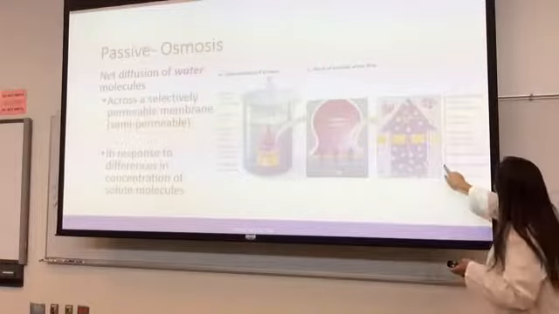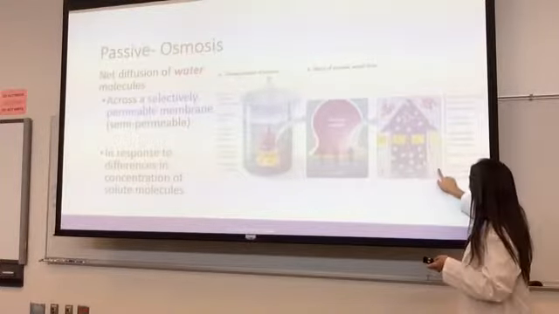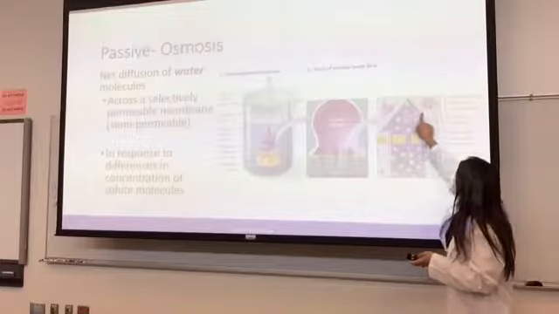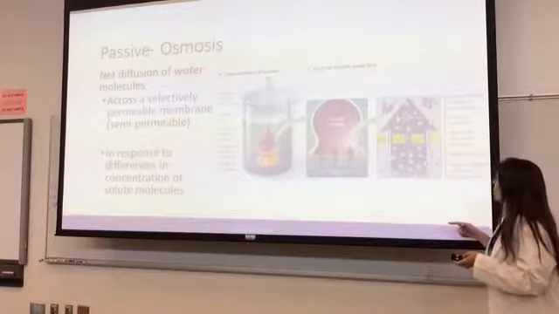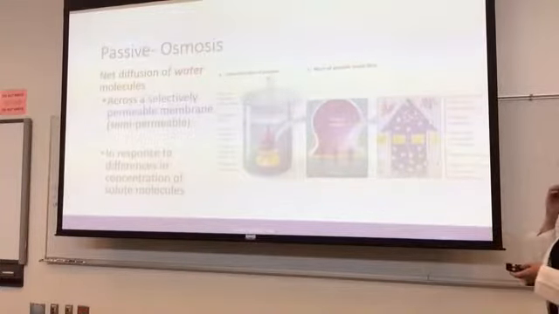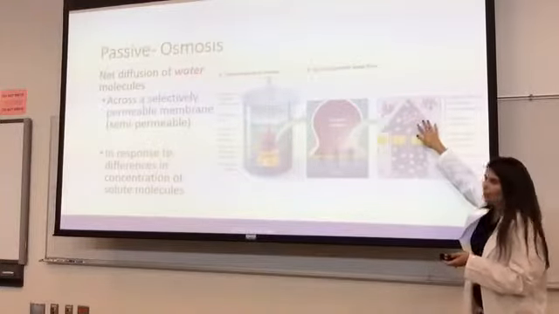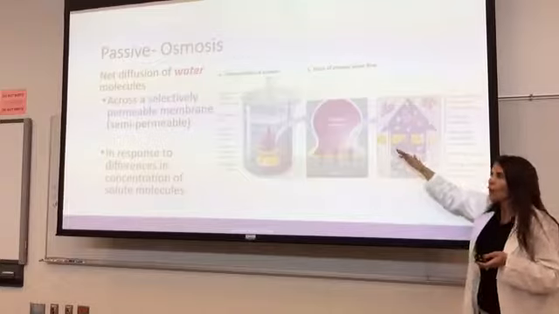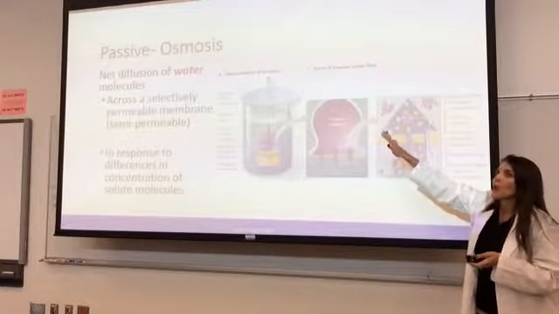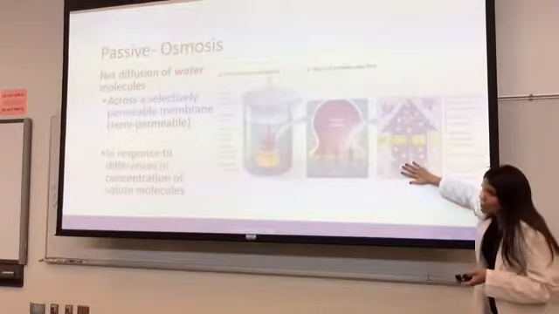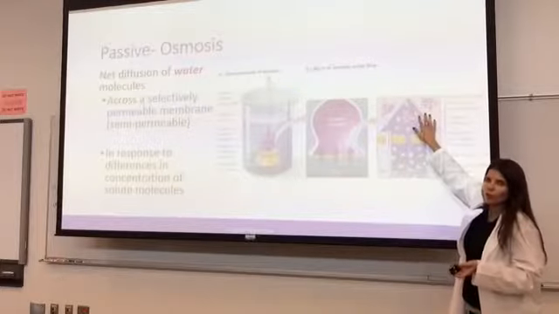Now, if you were just comparing the number of water molecules here to the number of water molecules here, which one has the higher concentration? At the bottom, there's a higher concentration here, a lower concentration here. So water, process of osmosis, goes from an area of high concentration to an area of low concentration.